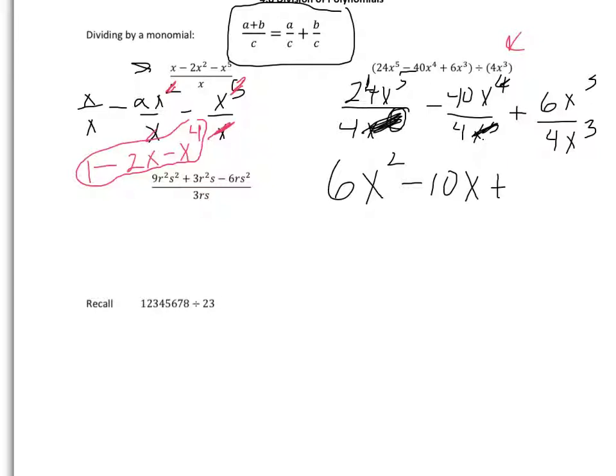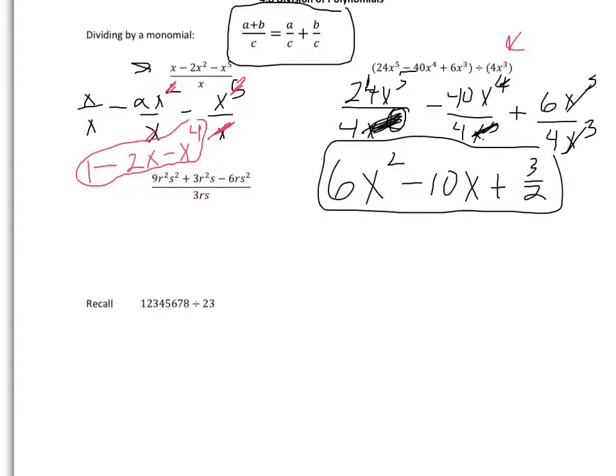And then finally here, if we divide 6 by 4, we could use decimals, we could use 1.5, we could reduce it to 3 halves. I'm good with either of those. Let's just say 3 halves. And x cubed divided by x cubed is 1, so that is what we have right here.